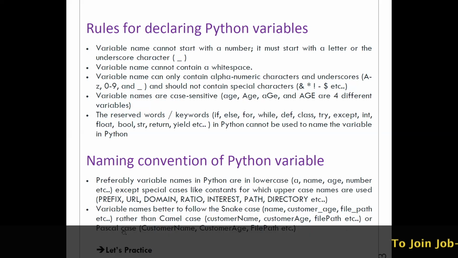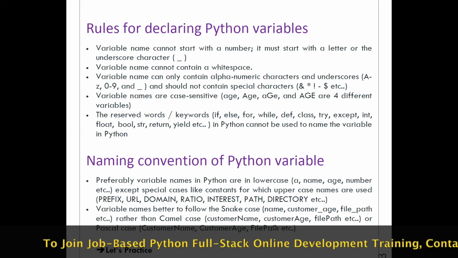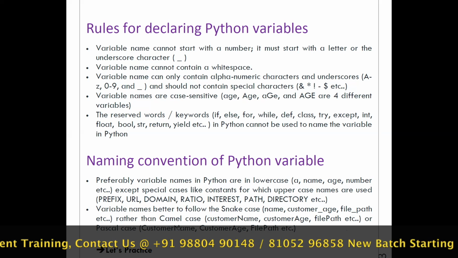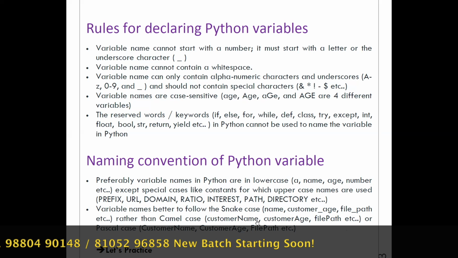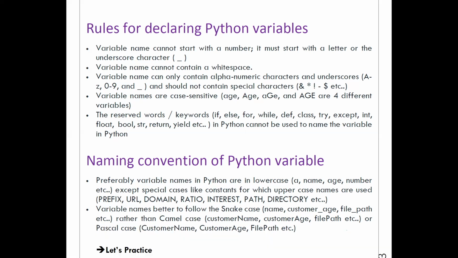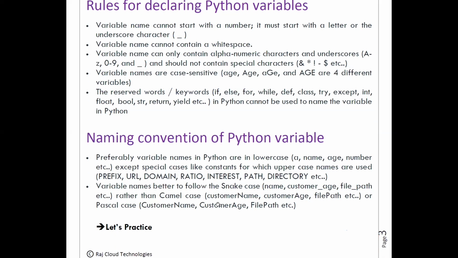Similarly, Pascal case. In Pascal case, all the words start in uppercase, like CustomerName, CustomerAge, FilePath. So every word is in uppercase, I mean, the first letter of each word is uppercase. In camel case, all the letters of the first word are in lowercase, and the next words, first letter will be uppercase. So this word is lowercase, and the first letter of this word is uppercase. You got it?